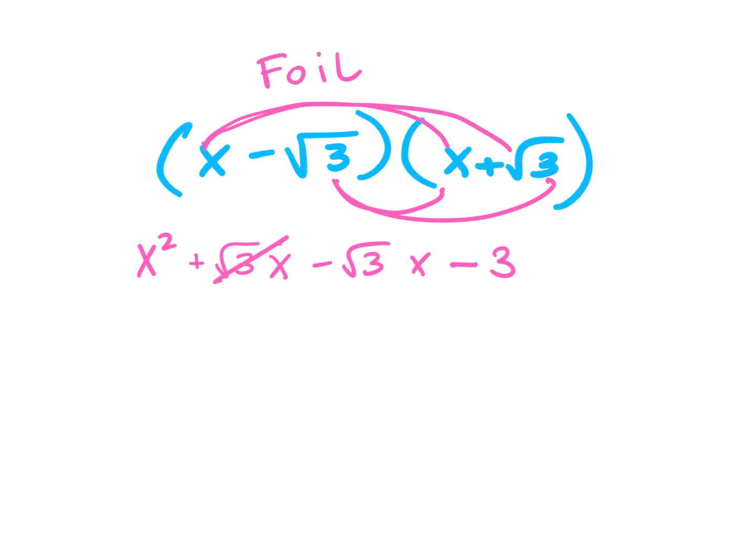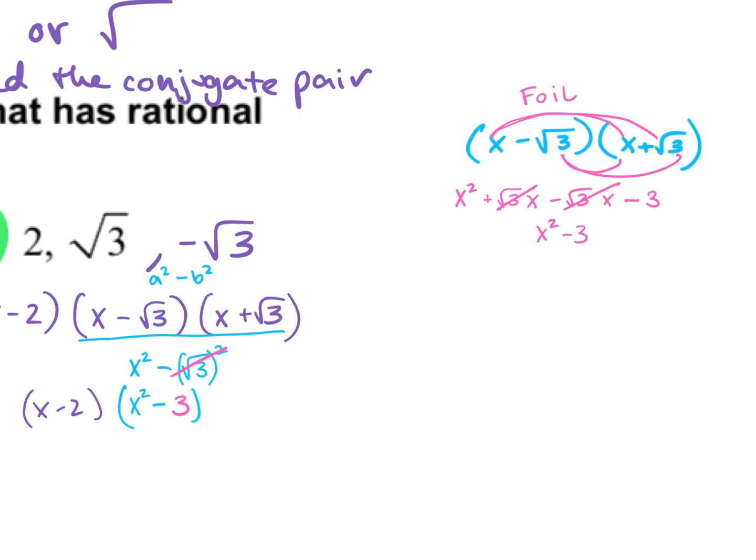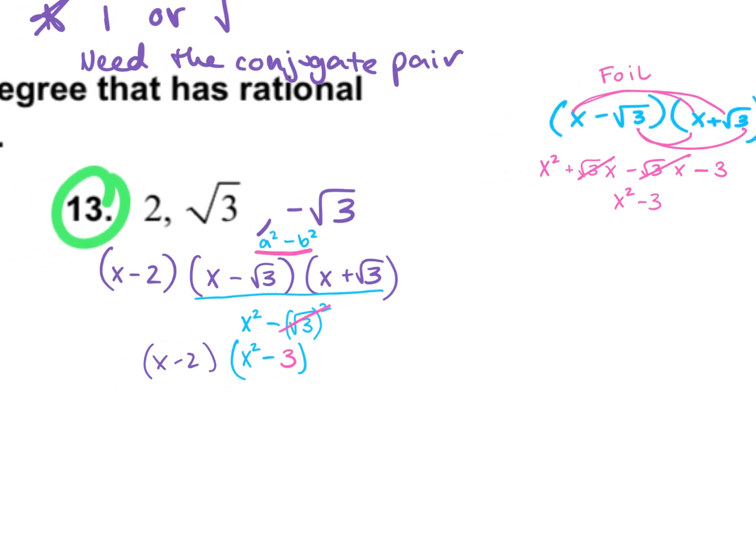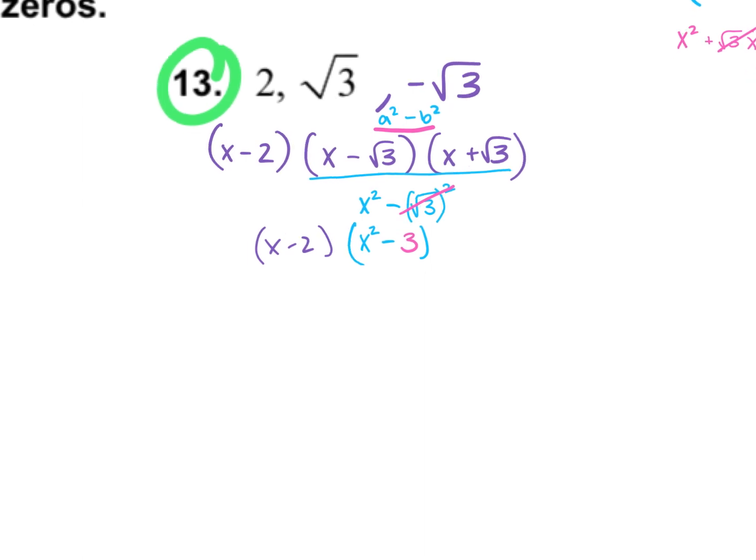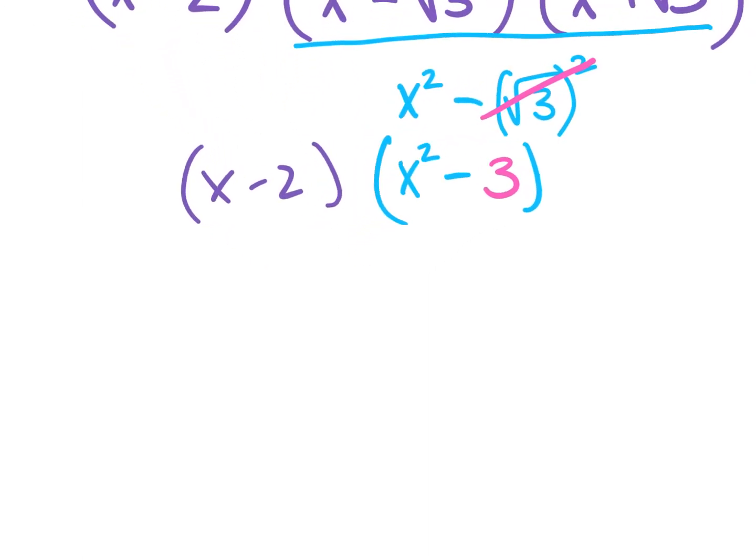Now the middle terms are going to cancel because we have a square root 3x minus square root 3x, so they go away. And we're left with x squared minus 3. So there's two different ways you can multiply it out. You can do your conjugate shortcut like we did here, or you can FOIL. Either way works. Whatever you feel better with. Now we still need to multiply the x minus 2 to it. So we're going to FOIL these two together.